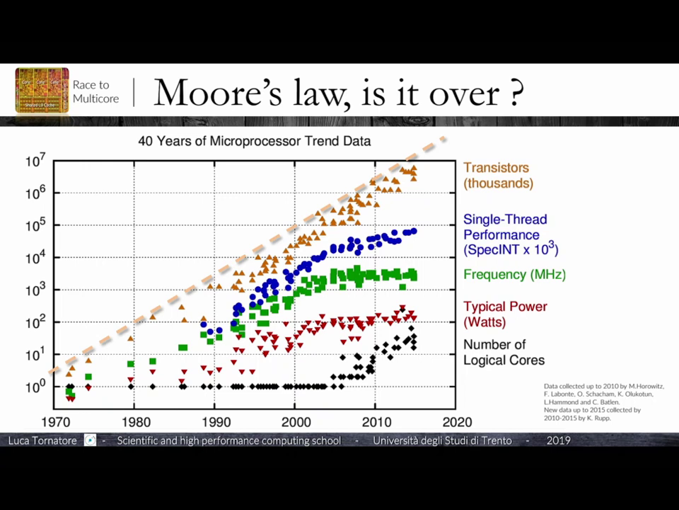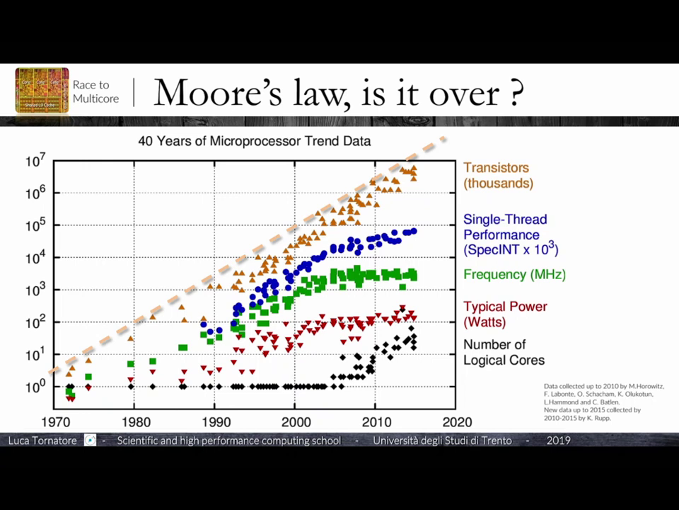So this graph is here. You see the typical power used by a socket, an entire socket, from basically 1 watt in the 70s up to 100 watts today. Here you have the frequency in megahertz, so from a few megahertz. When I was a child, I was basically here. 33 megahertz was amazing.